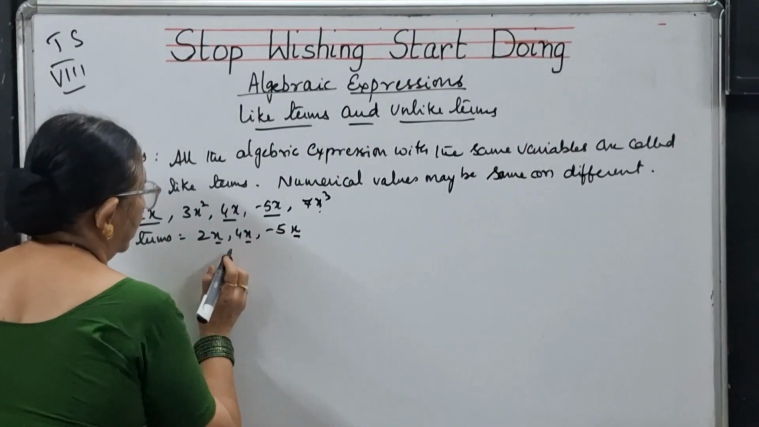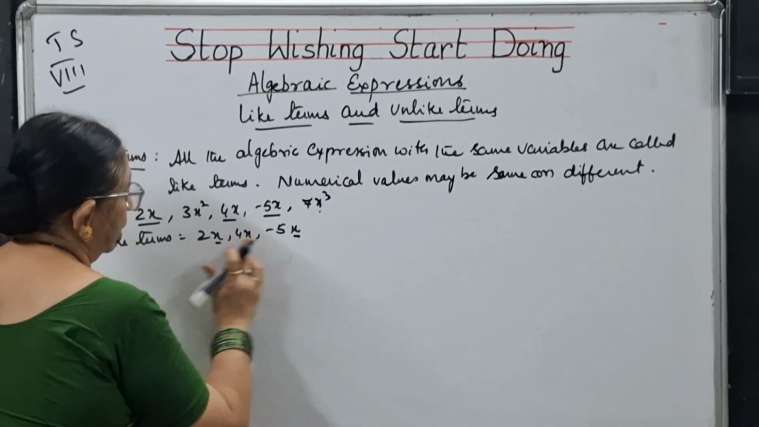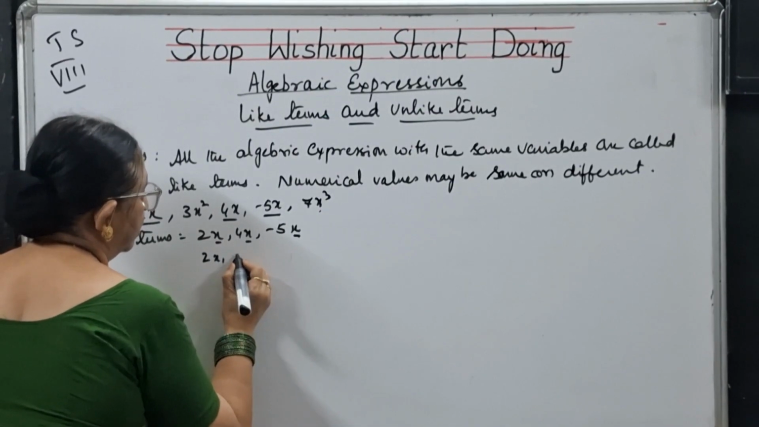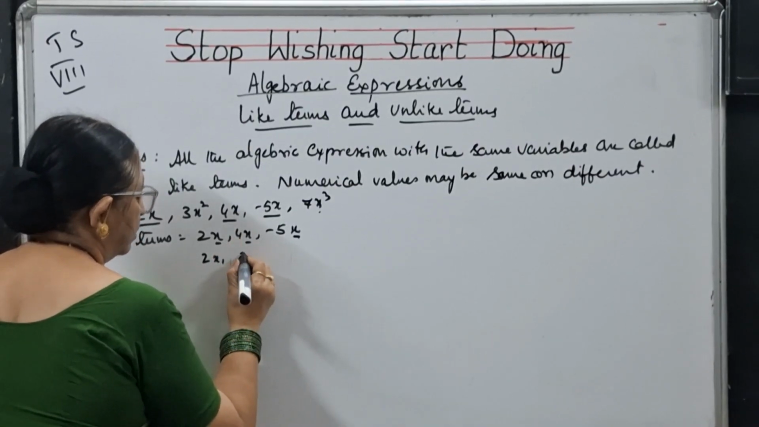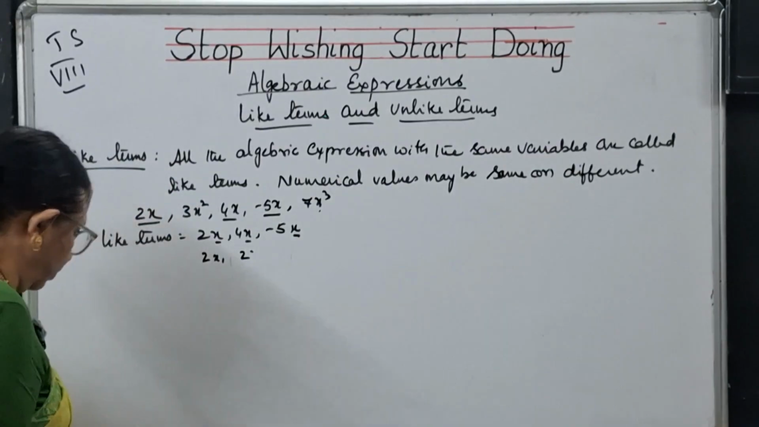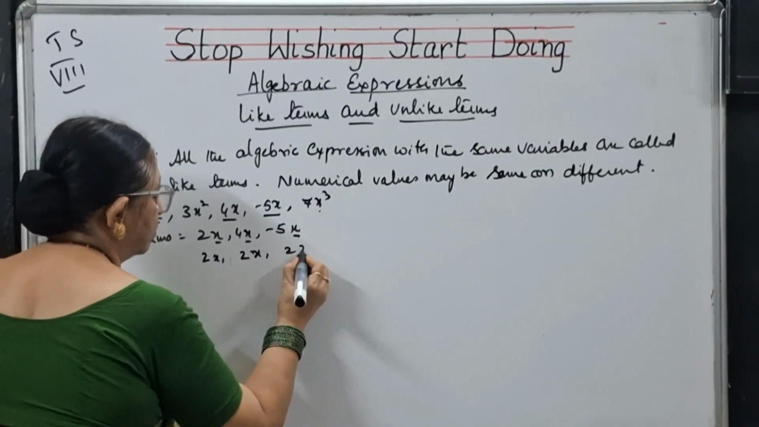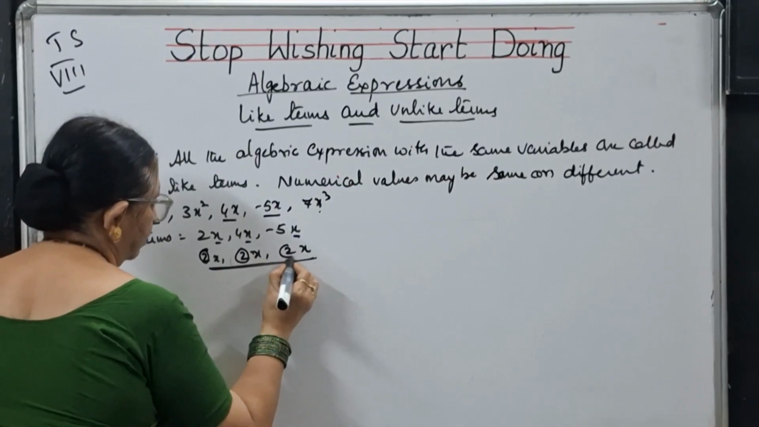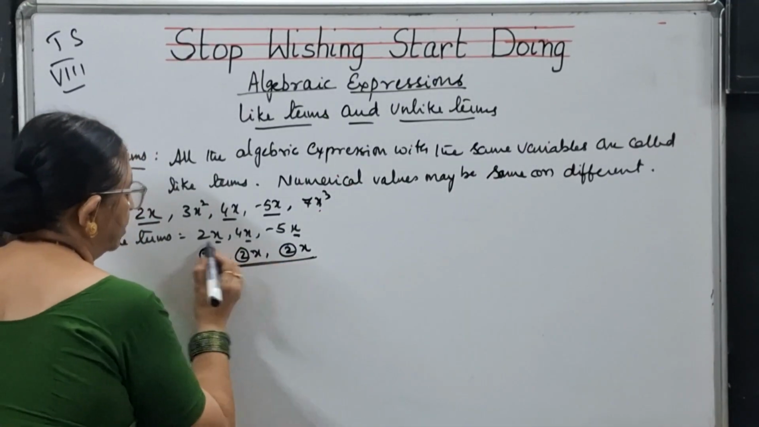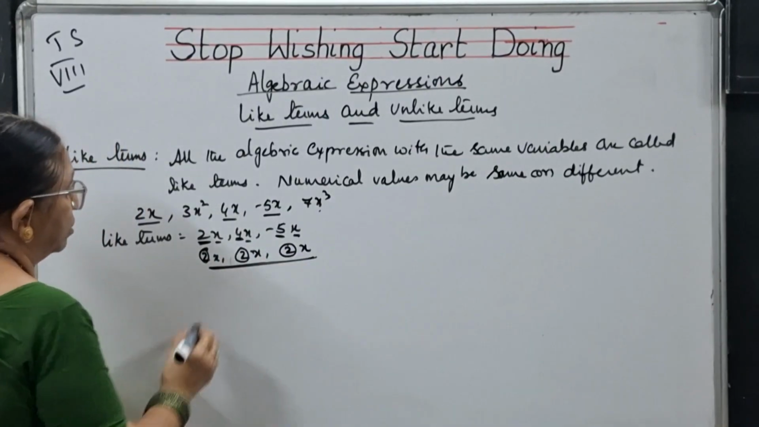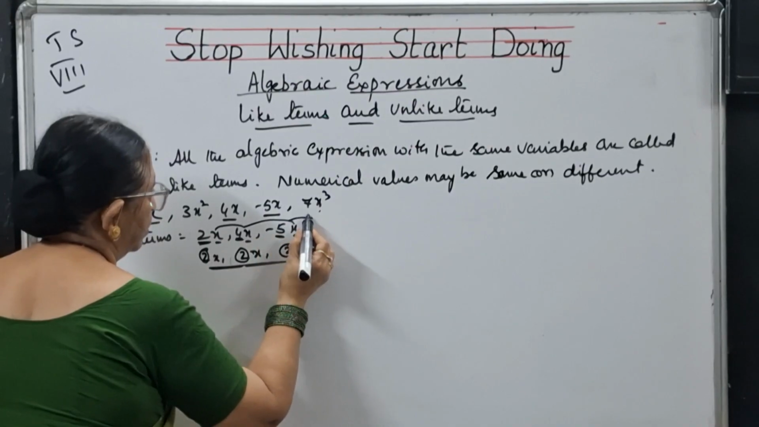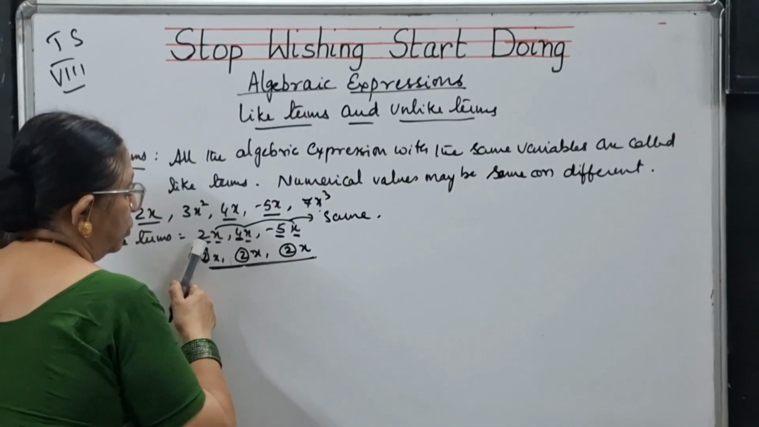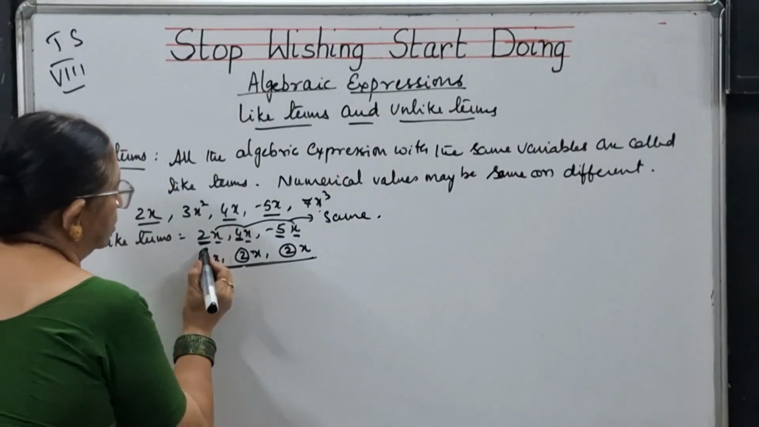So for like terms, the numerical values can be different or can be the same, like 2x, minus 2x, 3x, 2x, the same value again and again. If it repeats, even if the same value is given many times, this is also a like term. If numerical values are same or different, but the variables are the same, then only we can consider them as like terms. Don't consider the numericals.